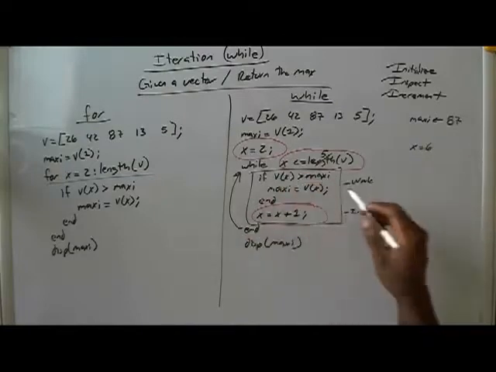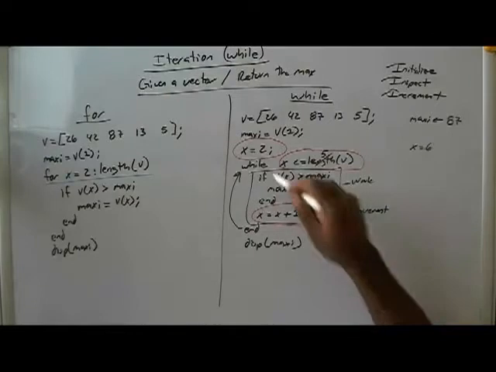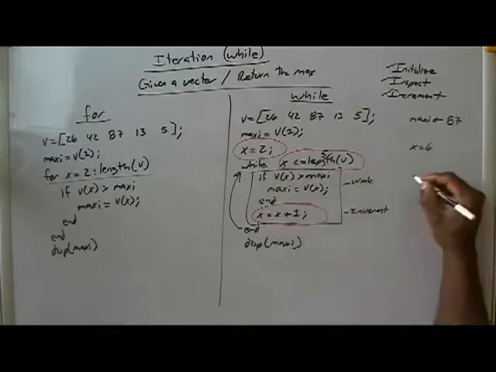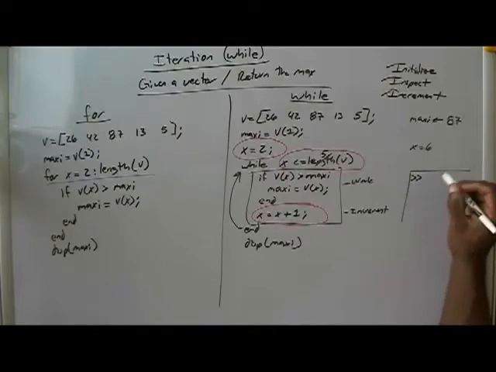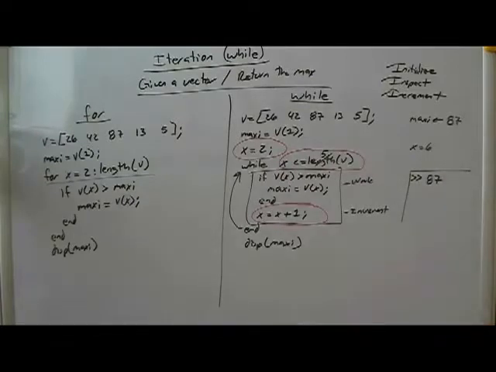Go back up to the top of the while loop. Is 6 less than or equal to 5? No, it is not. And so you exit the while loop, and now you display in the command area the value of maxi, which is 87. And that is how the while loop is implemented there. So those are 4 examples.